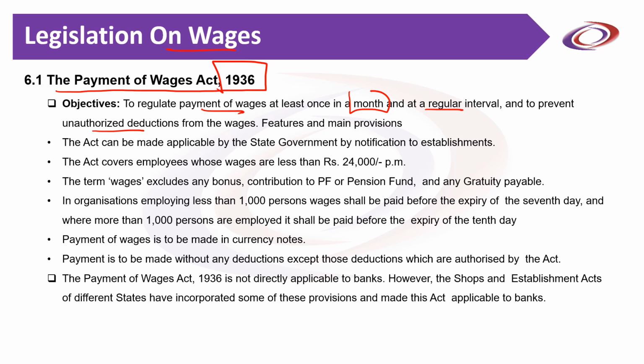This act has certain features. The act can be made applicable by the state government by notification to the establishment. Herein, the act covers the employees whose wages are less than 24,000 per month. The term wages here includes any bonus that is given, contribution to the provident fund, pension fund, and any gratuity that is payable. It will include all of these things.